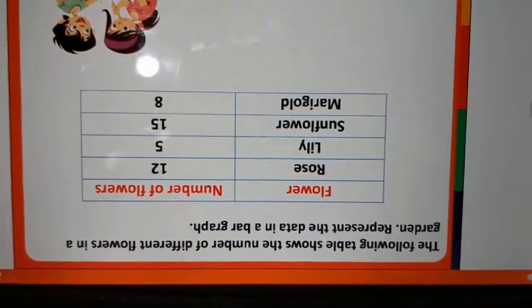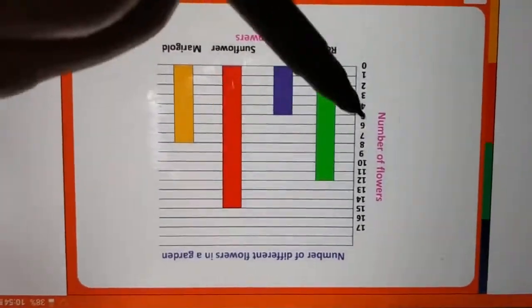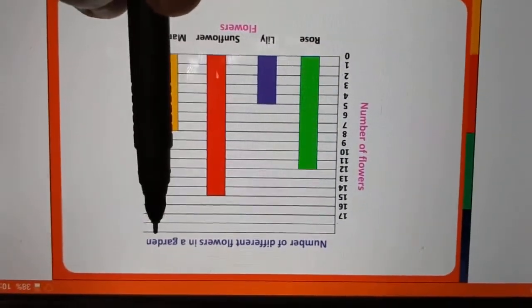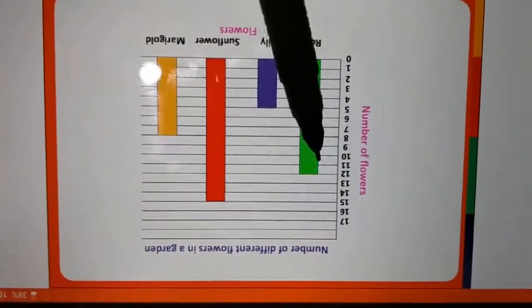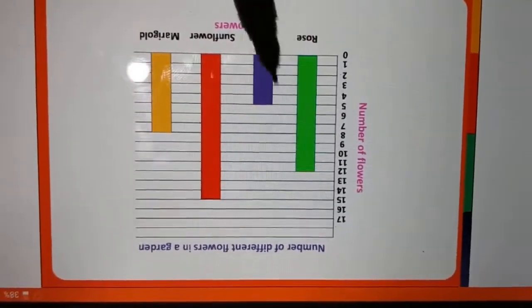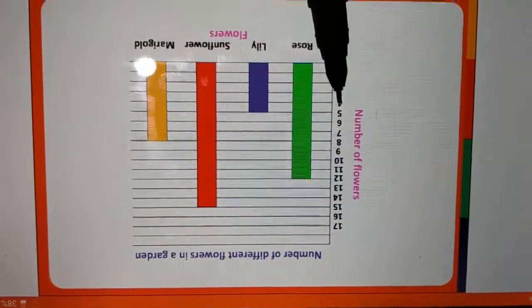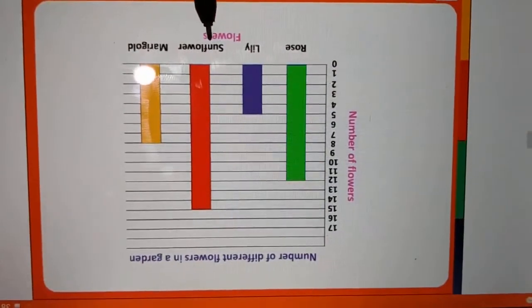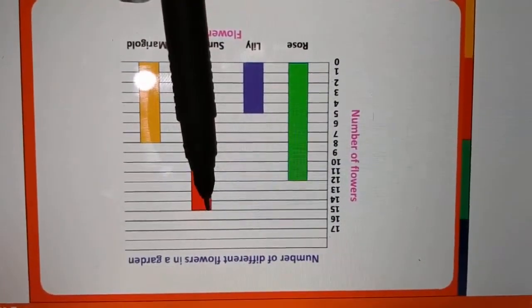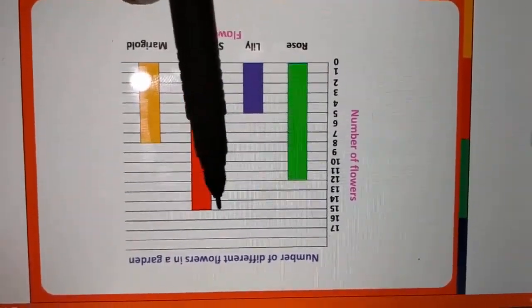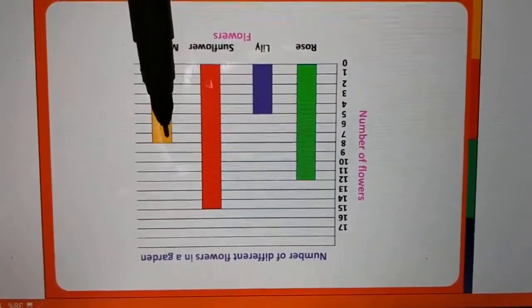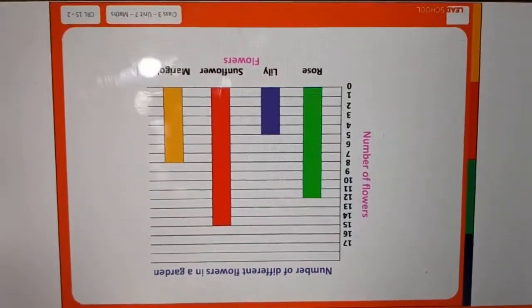So how will we show that? We have to draw a vertical and horizontal line, number of different flowers in a garden. Then rose, how many are there? 12. So we write 12. Lily, how many are there? 5. Sunflower, the total number in the garden is 15, so we write 15. Marigold 8, so we write 8.